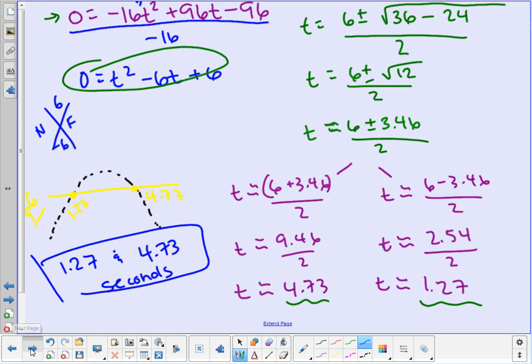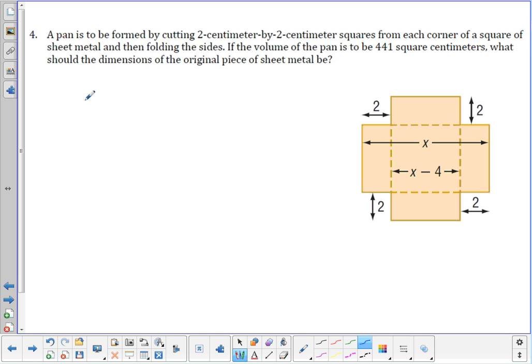All right, so let's move on here to number 4. It says a pan is to be formed by cutting 2 centimeter by 2 centimeter squares from each corner of a square sheet of metal, and then folding the sides up. So they take the sheet metal, they cut the corners out, and then they fold the sides up to make a pan that you can put in the oven. If the volume of the pan is to be 441 cubic centimeters, because it's a volume, it's 3 dimensions, what should the dimensions of the original piece of sheet metal be?